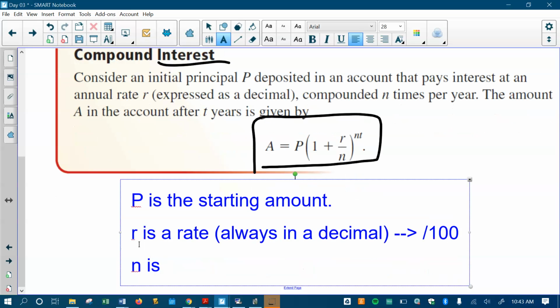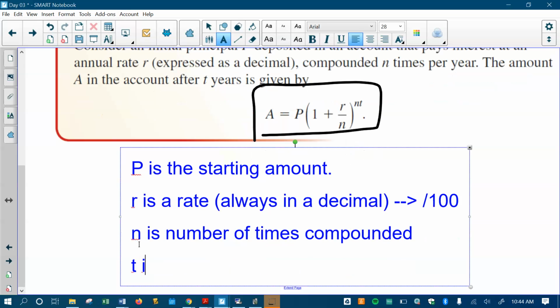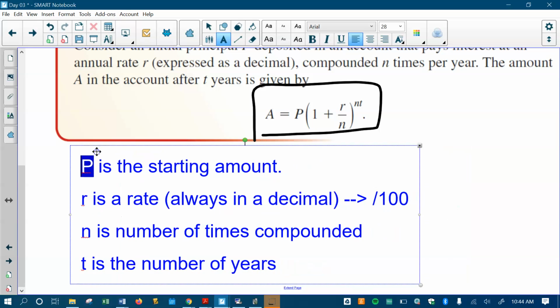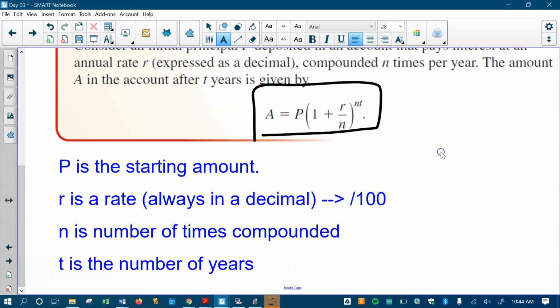N is the number of times compounded. Now, you did this in algebra, I believe, so hopefully this isn't too bad. T is the number of years you're compounding. So this is what you're always going to be using: P, R, N, and T, and your job is to identify these in any given problem.